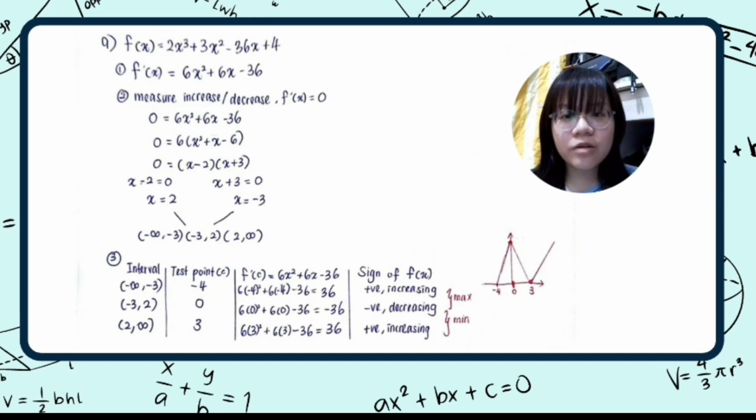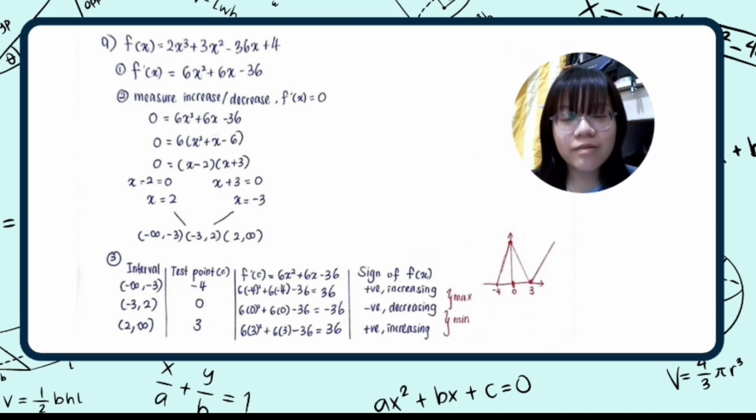Then after that, we know that we are going to measure the increasing and also decreasing of the interval. We are using the first derivative, f prime x equal to 0. When f prime x is equal to 0, the slope is equal to 0, which means that we are going to find the critical values. So over here, I just put it into the equation: 0 equals 6x squared plus 6x minus 36.